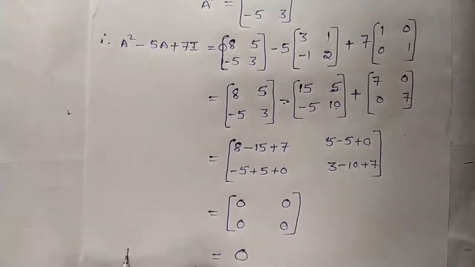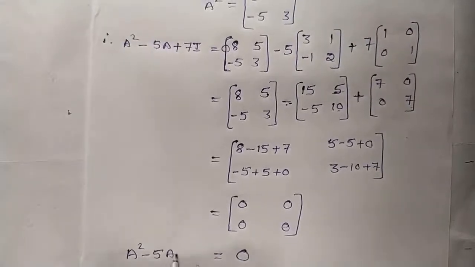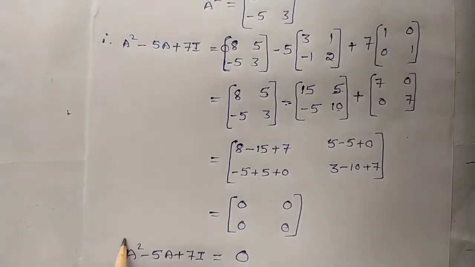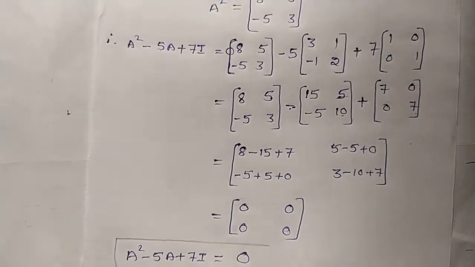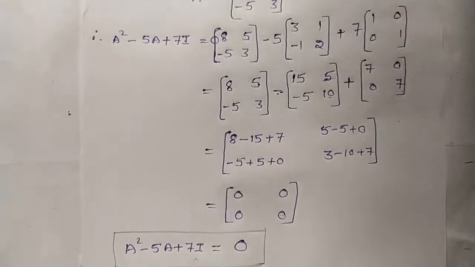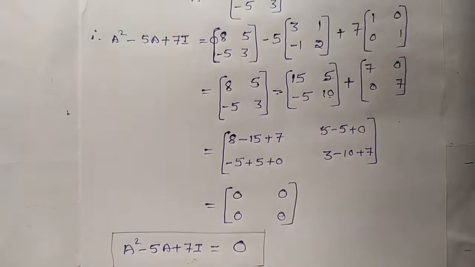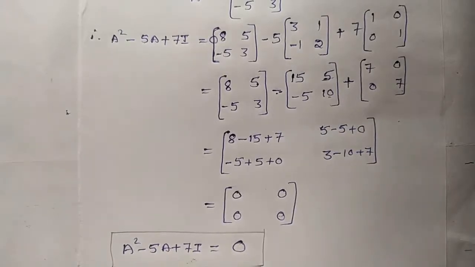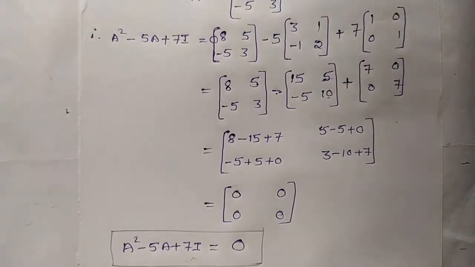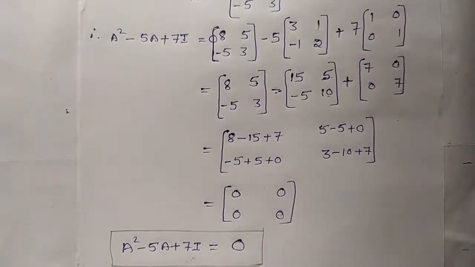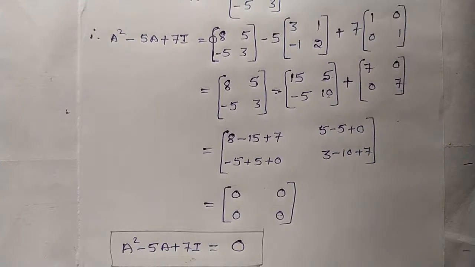Left hand side we have A square minus 5A plus 7I equals 0. Hence, this matrix satisfies the given equation. Hence, it is proved. Also, we have to find its inverse by using the equation. Let us find out the inverse. Before that, if you want to take a screenshot, you can take. I am moving to the next page.